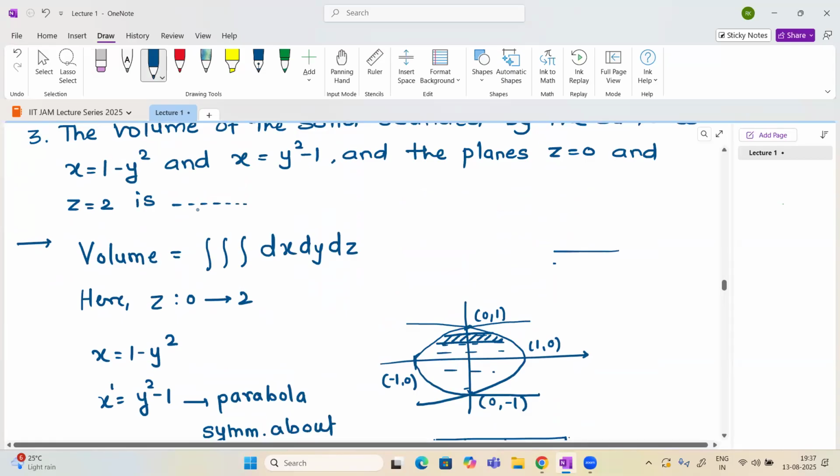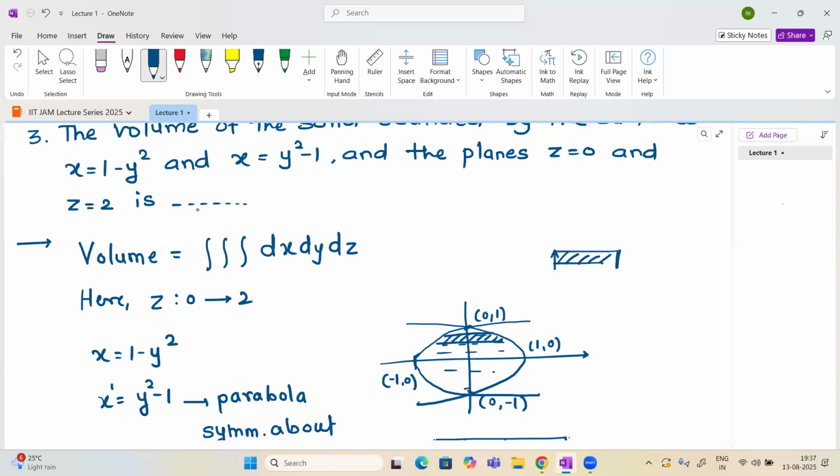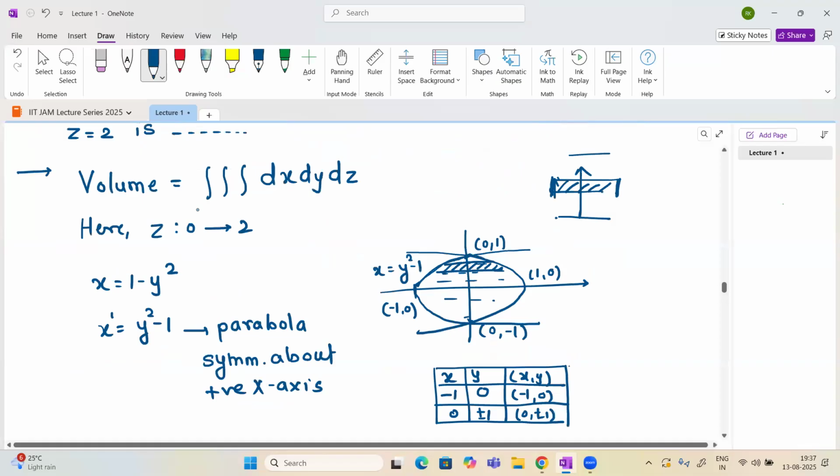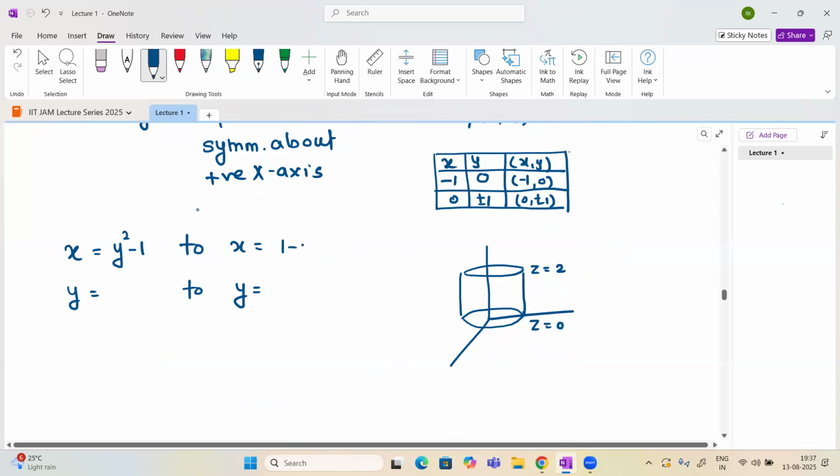So now we have a strip like this. The strip is bounded below and bounded above. And then we will move the strip from bottom to top. Strip bounded below first, and then bounded above. Bounded below by what? Bounded below by this parabola, x is equal to y square minus 1. Agree with me? And the strip is bounded above by the first parabola, x is equal to 1 minus y square.